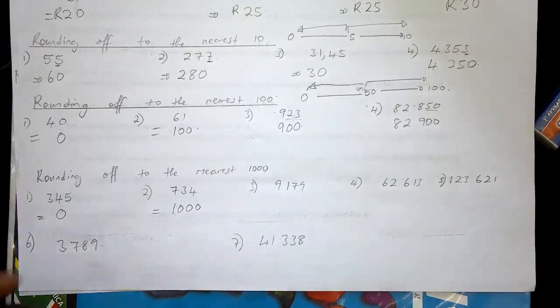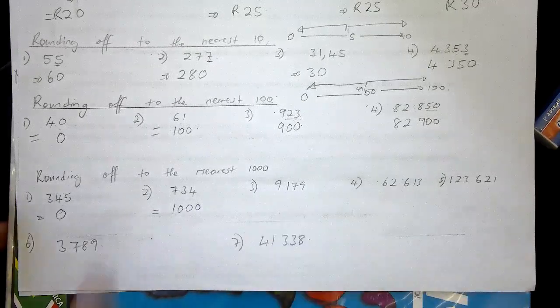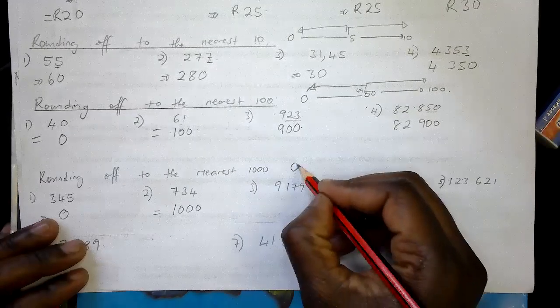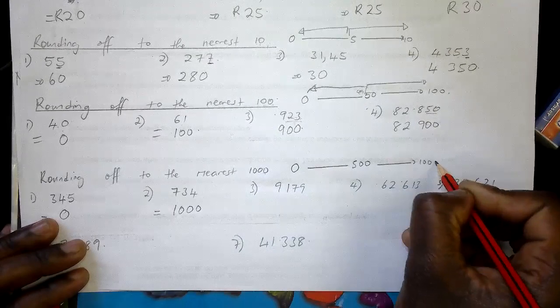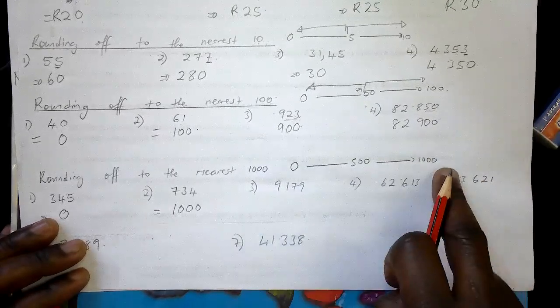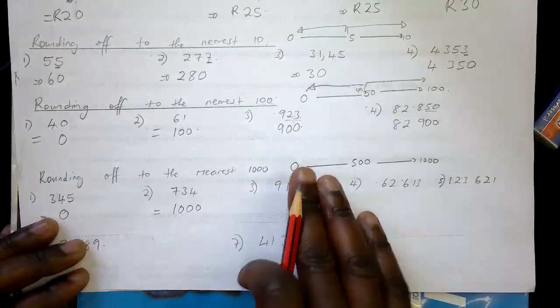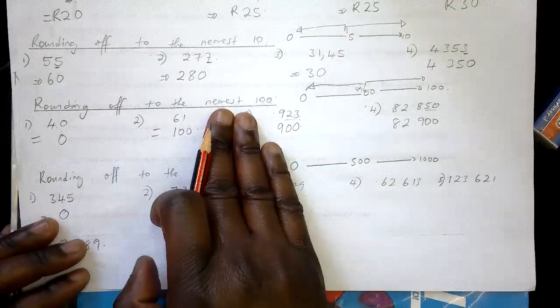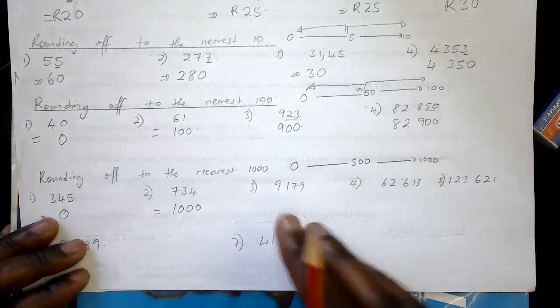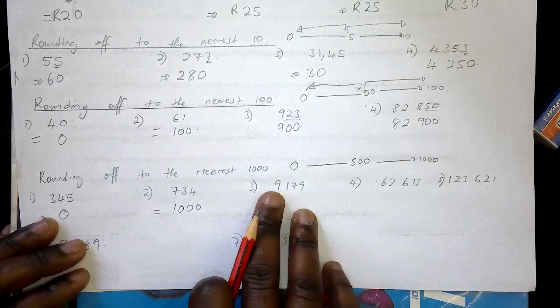So you can see what we're talking about when rounding off. We are simply saying, okay, it's above 500, so it's going to be 0, or 500 to 1,000. Either you have 1,000 or you have a 0, simple like that. If it is rounding off to the next 100, you have a 0 or you have 100 rand. Now here we are going to say, all right, 9,179.